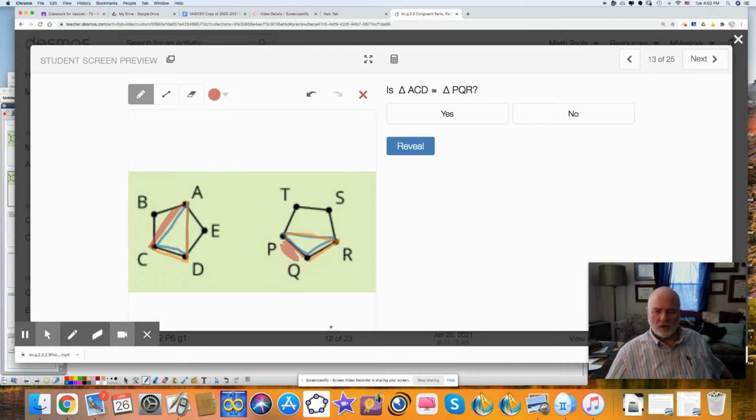PQ does not go across two of them. It only goes across the side. These are not congruent. Why? Because not all of the parts that are corresponding are congruent. Some of them are, but not all of them. So no, this is not correct.